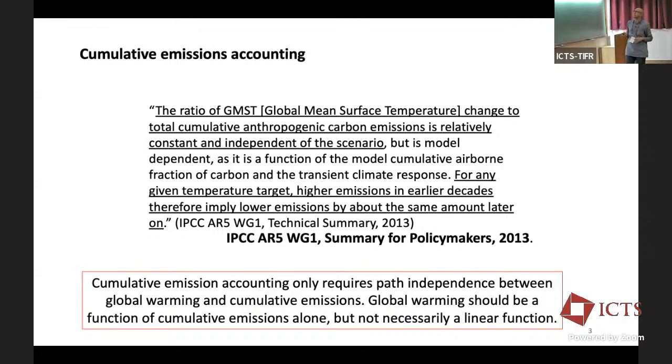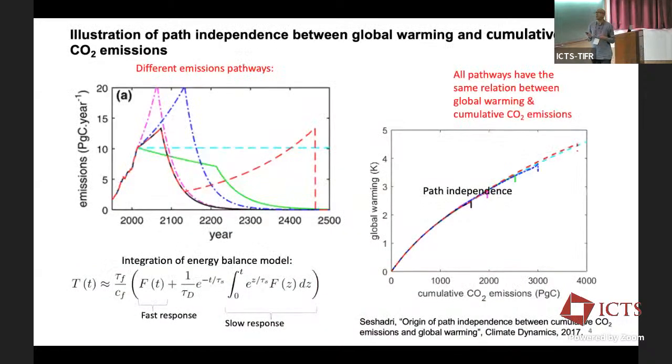Later on. And this is a very succinct statement, but all I want to say here is that cumulative emissions accounting, i.e. the last statement, does not require proportionality between global warming and cumulative emissions. It only requires path independence. We'll define that in the next slide, between global warming and cumulative emissions. In other words, global warming should be a function of cumulative emissions alone, but that function doesn't necessarily have to be a linear function. So here's what we mean by path independence in a much simpler model, an energy balance.